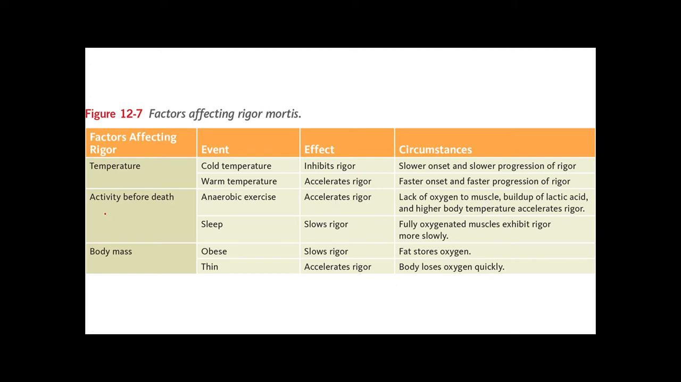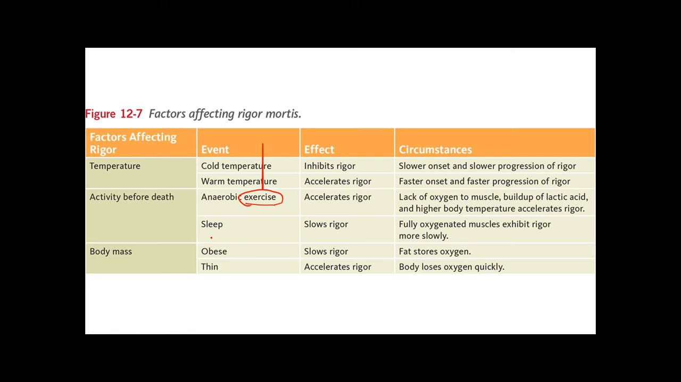Now, activity before death, this is talking about like exercise. If you are doing something very physical right before you die, it is going to accelerate rigor. That's because your muscles were using up oxygen and they built up that lactic acid, like the feel the burn exercise thing. And that is also going to increase your body temperature and make that rigor go through its phases faster. If you were asleep, like completely relaxed before your death, it would slow the rigor down because your muscles have as much oxygen as possible, which would make rigor move more slowly.